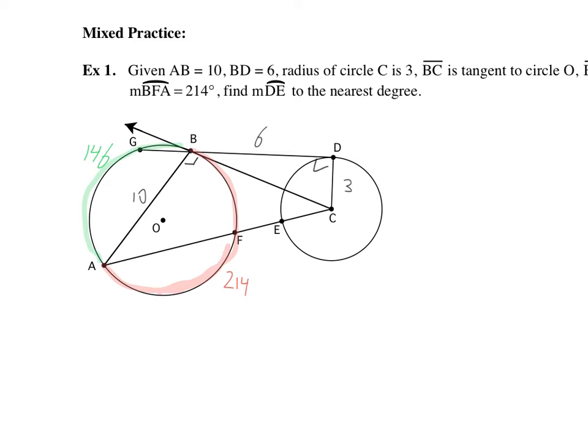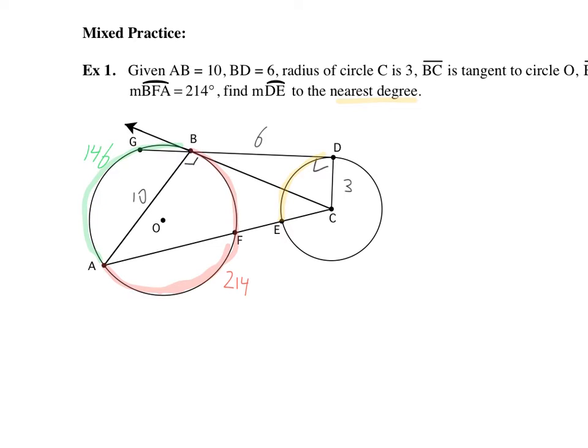Now, we are asked to find the measure of arc DE. So our gold prize over here is what is the measure of this arc to the nearest degree. And remember, when you see things like nearest degree, that means we can approach this using approximation. So we know one thing is 90. We know that, 6 and 3. Oh, here's a good strategy. We know that BA is 10.